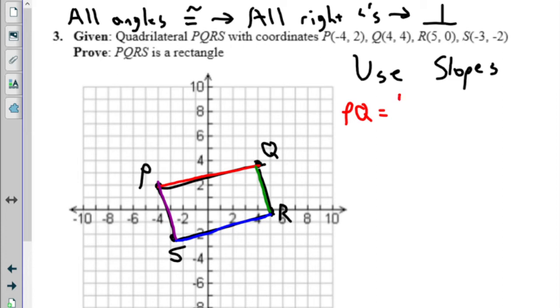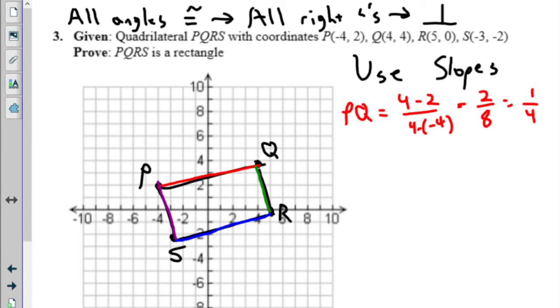We have y coordinates are 4 and 2. We're going to subtract them. And x coordinates are 4 and negative 4. And we're going to subtract them. So 4 minus 2 is 2. 4 minus a negative 4 is 8. And so we get 2 over 8, which reduces to 1/4.